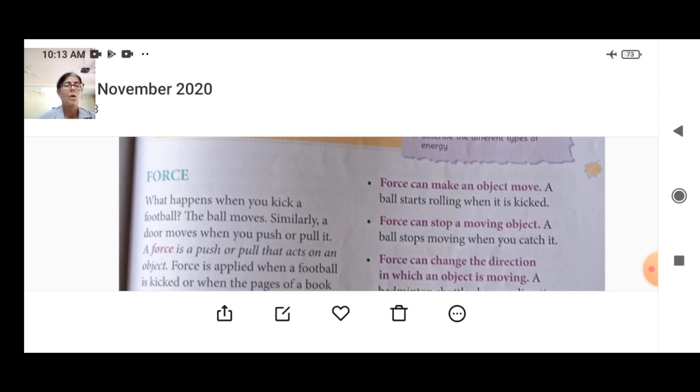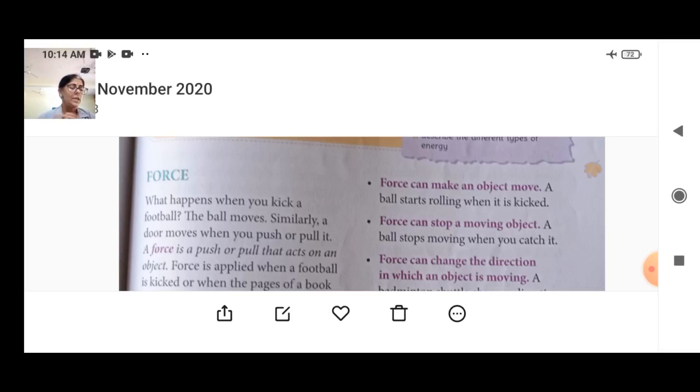Force can make the object move, means a ball start rolling when it kicked, means हम जब बॉल को किक करते हैं, और if we slide the pencil or anything, means force can make the things move. Force can stop a moving thing also. If you are playing with your friend and he throw the ball towards you and you catch the ball, that means आपने बॉल को stop किया catch करके, right?